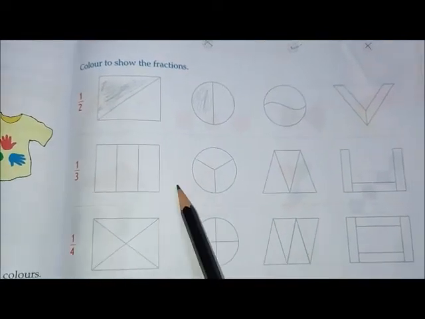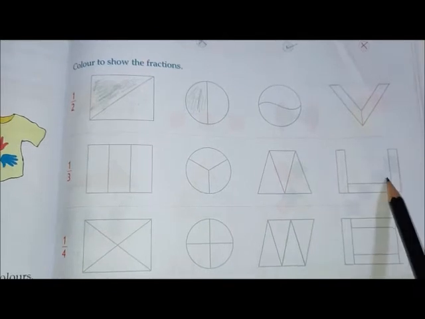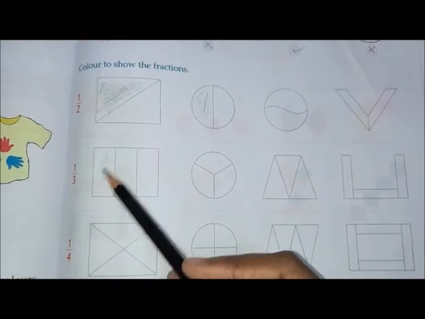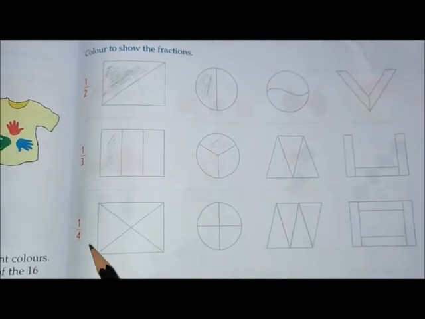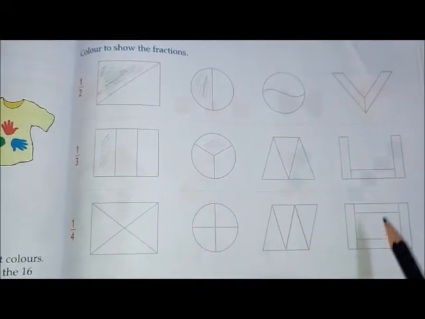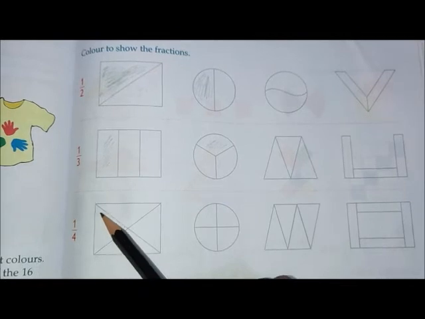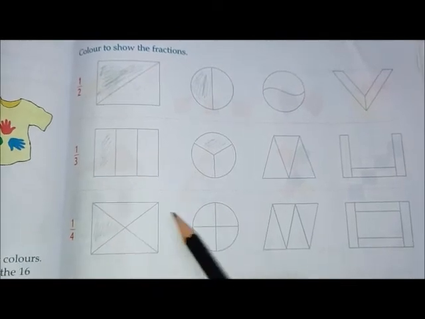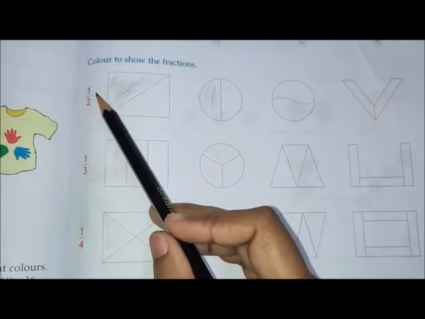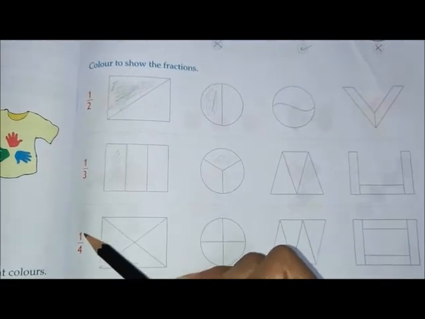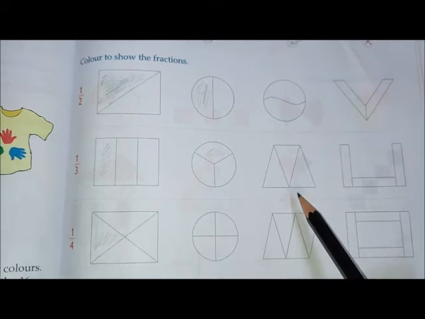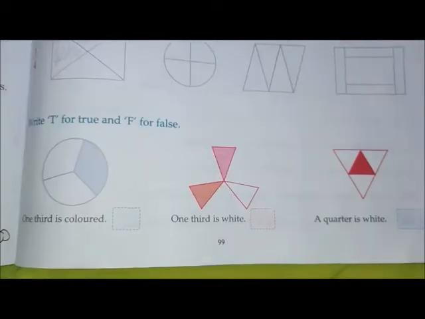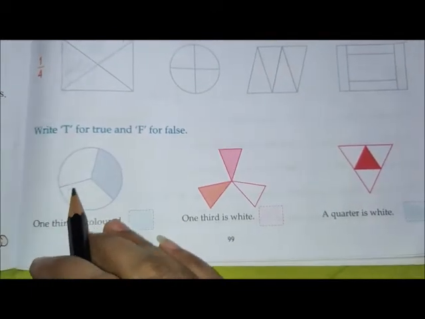For 1/3 again 3 parts are divided here. So you have to color only one part of these pictures. For 1/4, so 4 parts are divided here and we have to color only 1 part. Just because यहाँ न्यूमिरेटर में क्या दिया हुआ है 1. सो न्यूमिरेटर में जितने भी नंबर्स होते हैं हमें सिर्फ उतने ही पार्ट्स को कलर करना है या शेड करना है. नेक्स्ट क्वेश्चन इज ट्रू और फॉल्स.